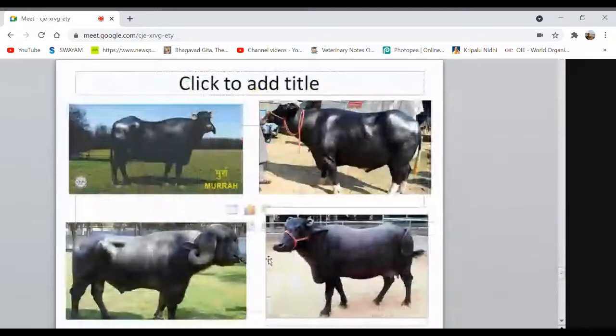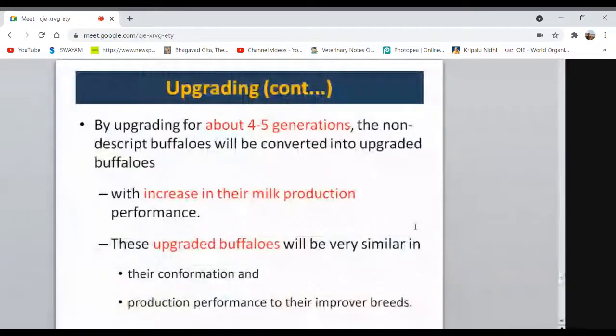First one is Murrah, next is Nili-Ravi. Nili-Ravi means white spots on the forehead, legs, and the switch of the tail. That is known as Nili-Ravi from Punjab. Then down is the one with very huge horns, that is your Jaffarabadi. Then the last one is your Mehsana. So after 4 to 5 generations of upgrading, as we discussed already, your nondescript animal will be almost converted into the improver breed.